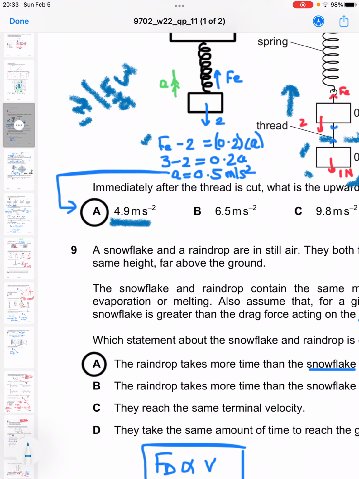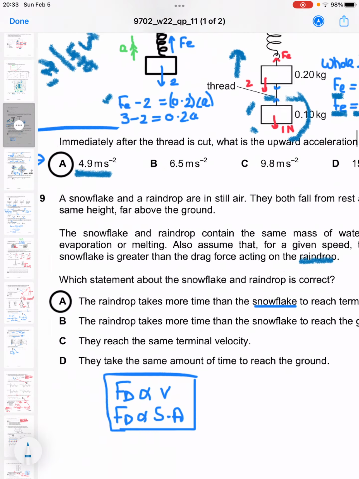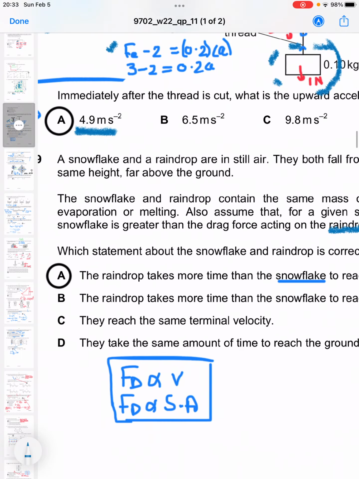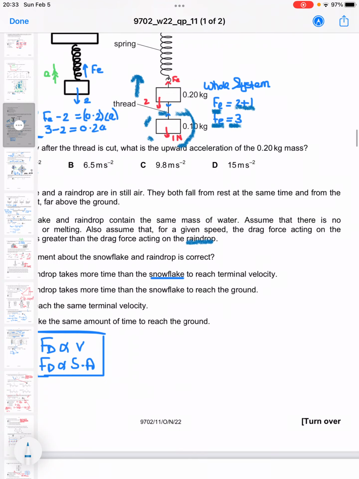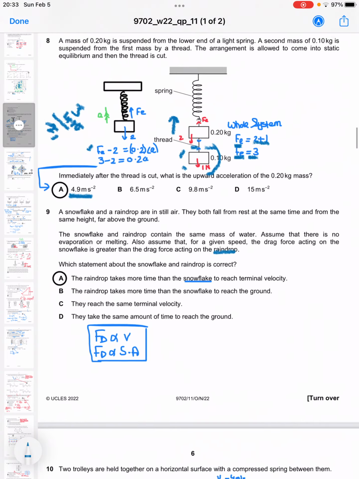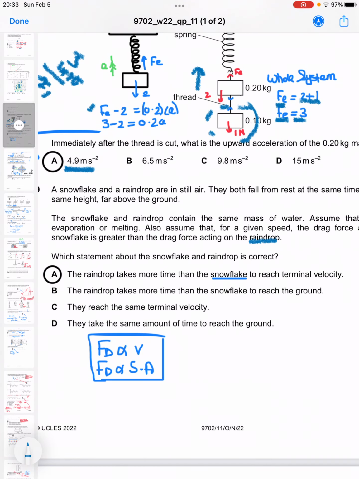So question number 9 says that a snowflake and a raindrop have the same mass and speed. The surface area of the snowflake is greater. The drag force acting on the snowflake is greater than the drag force acting on the raindrop. Which statement about the snowflake and the raindrop is correct?